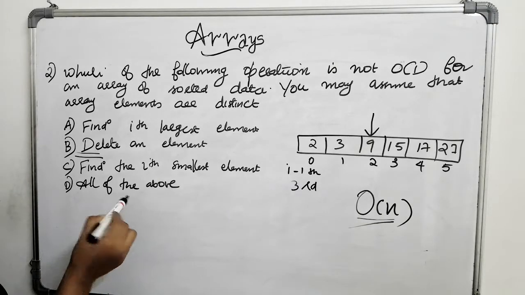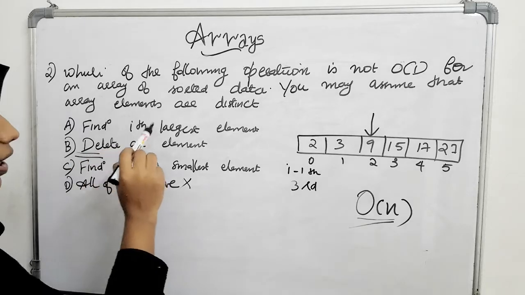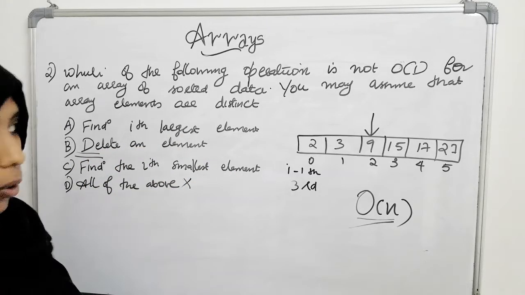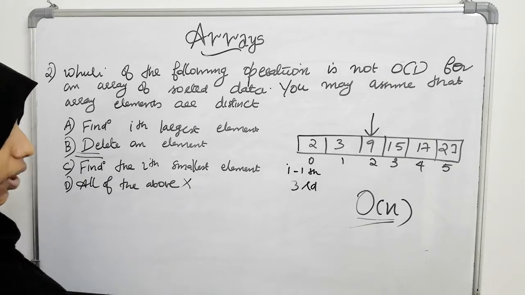So now, "all of the above" is definitely not the choice, because to find the ith largest element you just need one operation. To find the ith smallest element you need to perform just one operation.